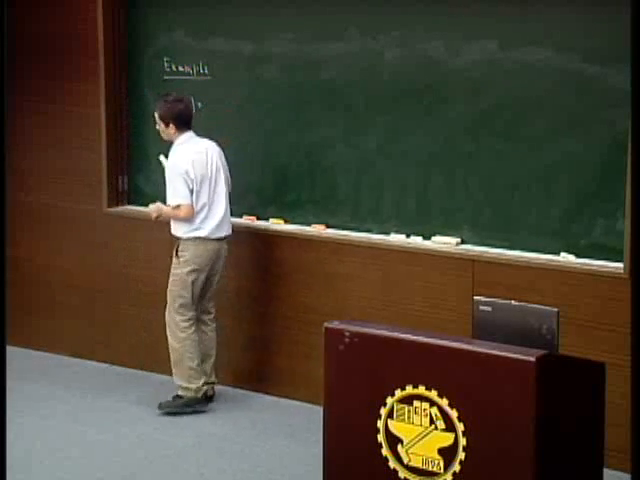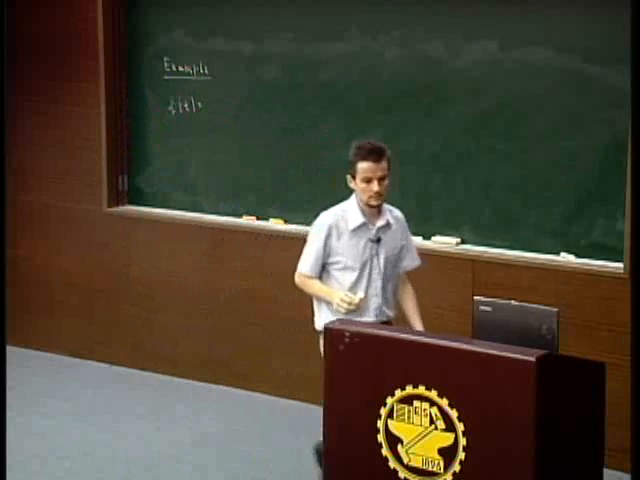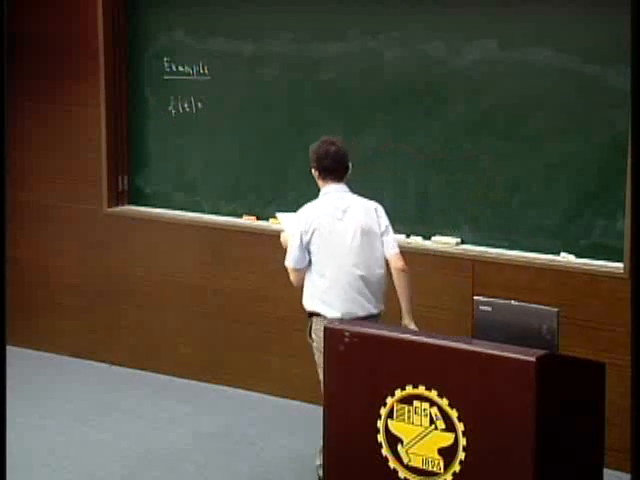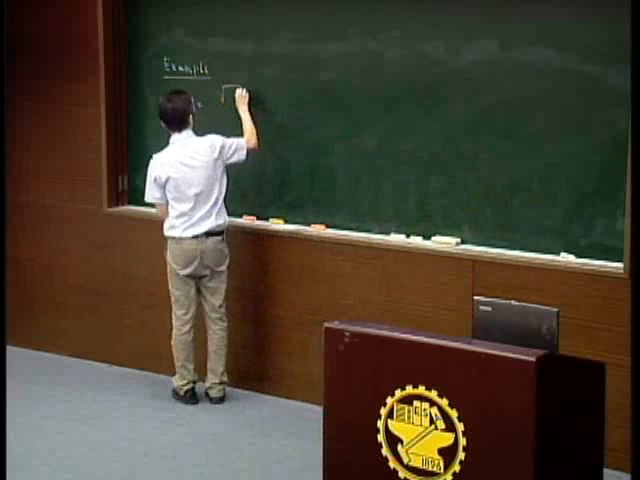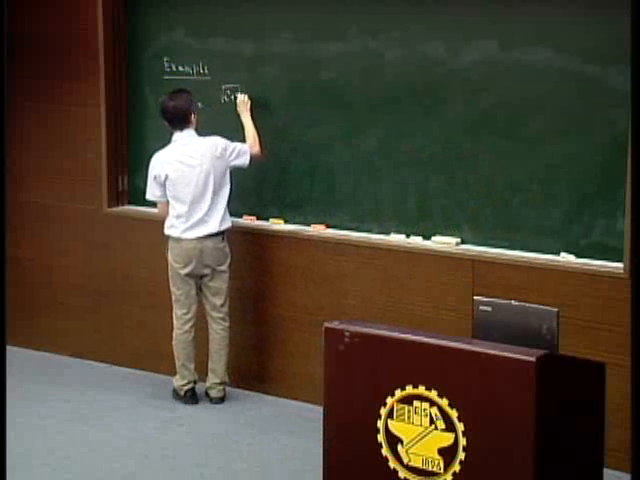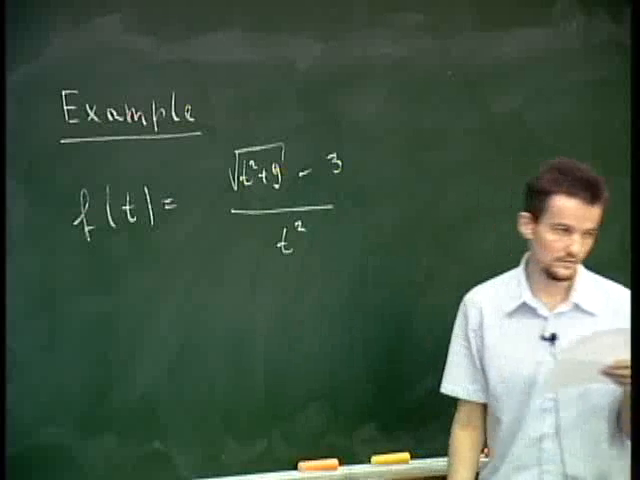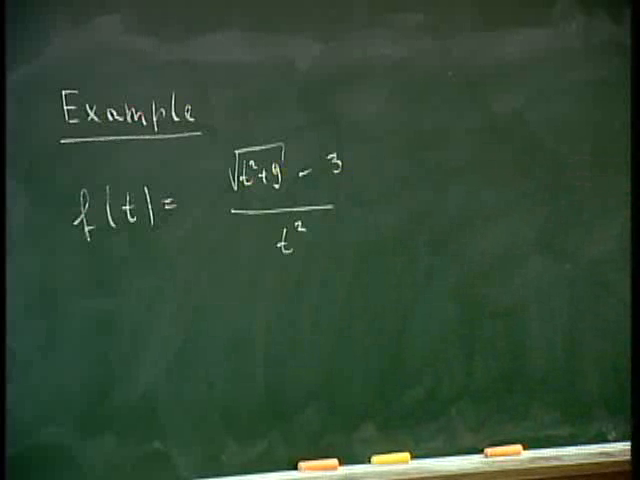You find in our textbook the function square root of t squared plus 9 minus 3 over t squared. Now, for this, I will show you Maple, and this is also a good opportunity to explain how to use it.